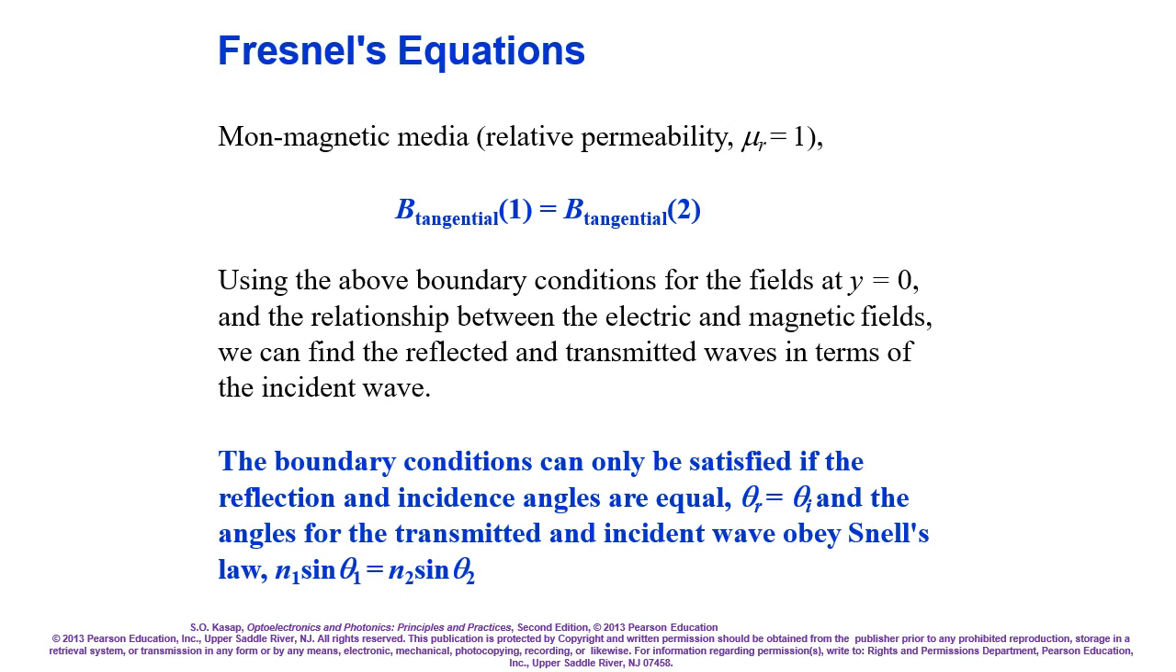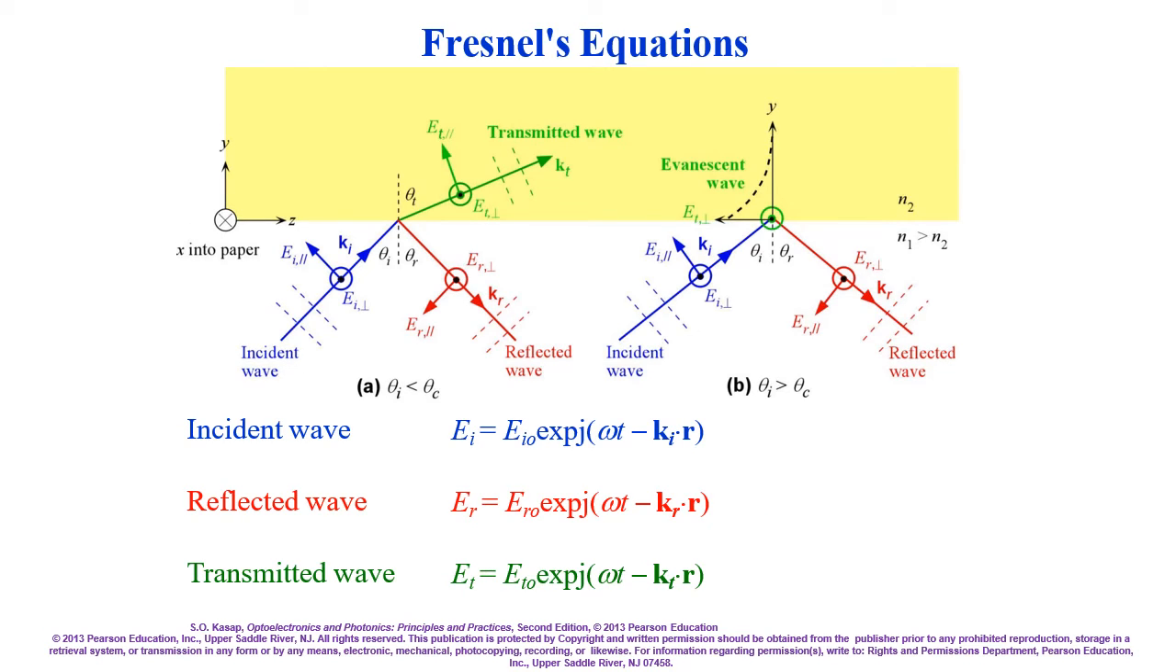The boundary conditions can only be satisfied if the reflection and incident angles are equal, that is theta r equals theta i, and the angles for the transmitted and incident wave obey Snell's law, which is n1 sin theta 1 equals n2 sin theta 2. So here is a figure for Fresnel's equation. These are the incident waves, where two waves are shown here. One is when the incident angle theta i is smaller than theta c, and the other is when it is greater than theta c. So what happens here?